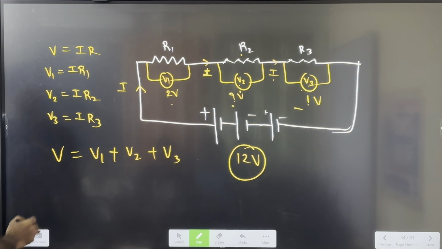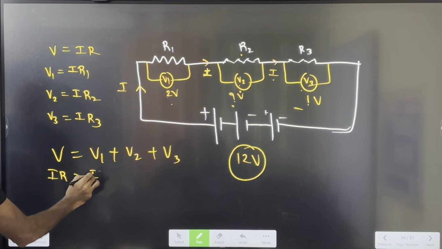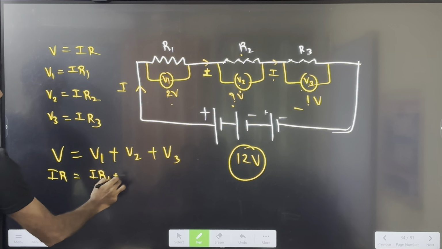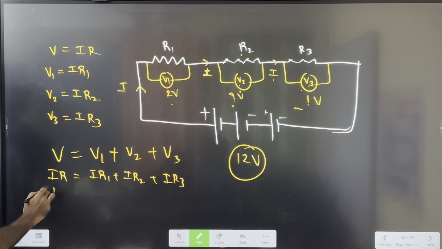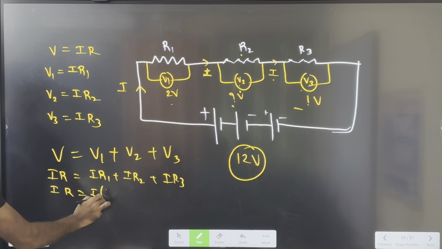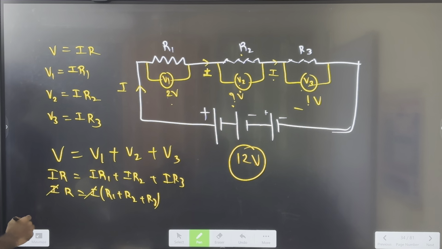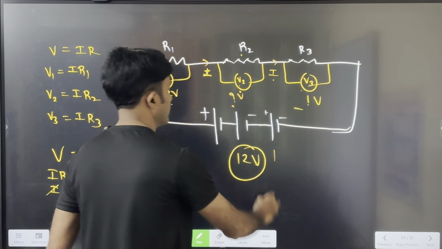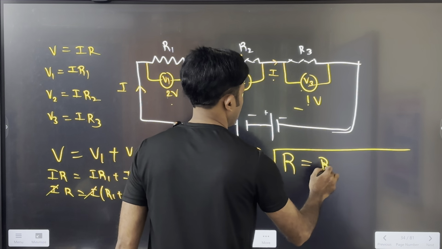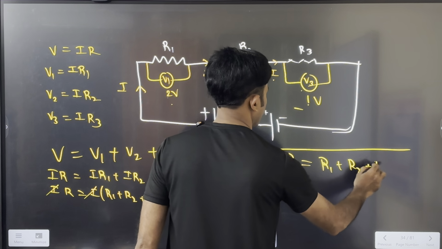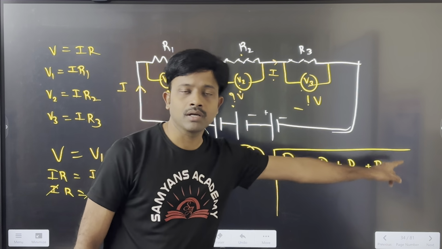When you combine all this, and just substitute these values here, then what will you get here? IR equal to I R1 plus I R2 plus I R3. So take I common, that is R1 plus R2 plus R3. So I gets cancelled, right? Then what will you get here? Finally we will get this. So when you connect resistors in series, the total resistance is equal to the sum of all individual resistance values. Then R equal to R1 plus R2 plus R3.